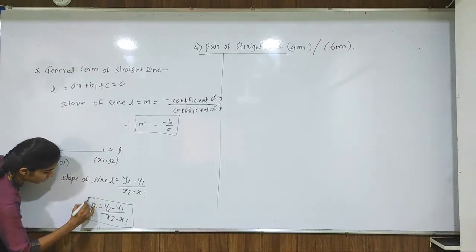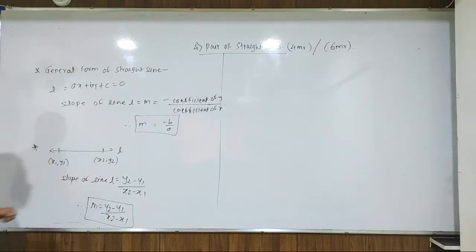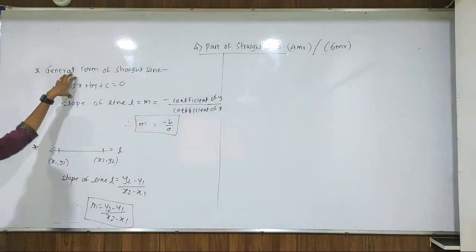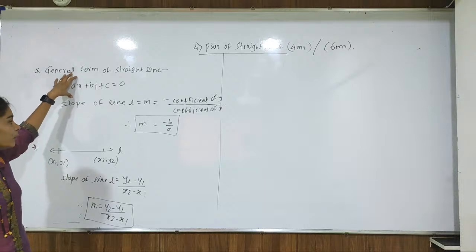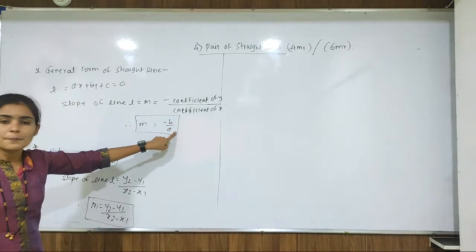आपल्याला या फॉर्म्युलाचा यूज करायचा आहे. Okay, जर आपल्याला फक्त जनरल इक्वेशन दिलेलं असेल आणि त्याच्यावर स्लोप फाइंड करायचा असेल, then we will use m is equals to minus b upon a.